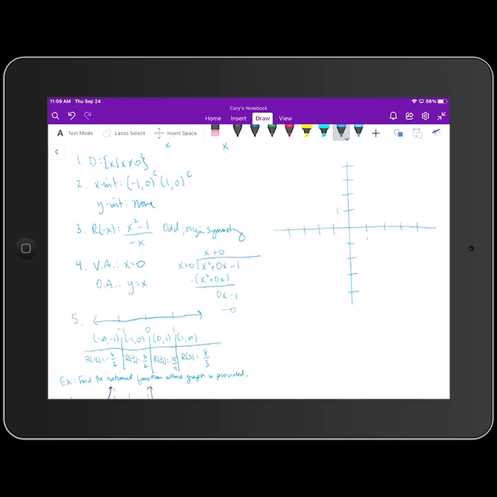Okay, so we're going to plot the information from steps 2 and 4. So we have x-intercepts at (-1, 0) and (1, 0). And then we have a vertical asymptote at x equals 0, which is the y-axis. So I'm going to dash in that vertical asymptote. And then we have an oblique asymptote at y equals x. So I'm going to go ahead and dash that in as well. Okay, and then we're going to take the points from our table and plot those.